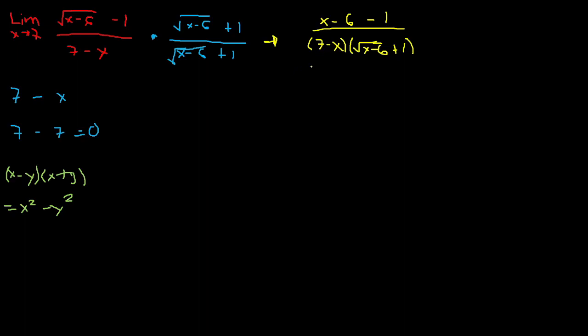Yan, sunod, simplify natin. So, x minus 6 minus 1. So, negative 6 minus 1 is equal to negative 7. So, x minus 7 over 7 minus x times square root of x minus 6 plus 1. Okay, x minus 6.